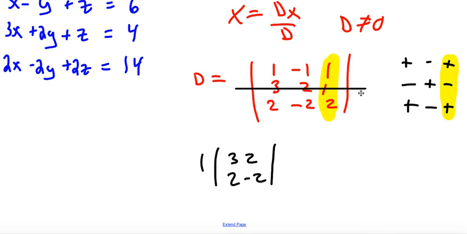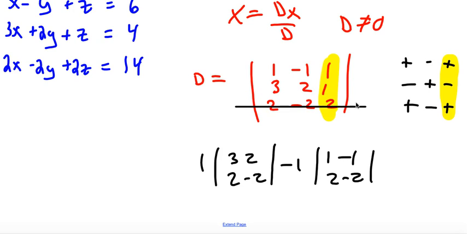Move my little line down. Now I have 1, but then it's a negative sign, so it's going to be negative 1. So negative 1 multiplied by the determinant of 1, negative 1, 2, negative 2. And last but not least, move that down. It's a 2 with the positive, so it's plus 2 times the determinant of 1, negative 1, 3, 2.